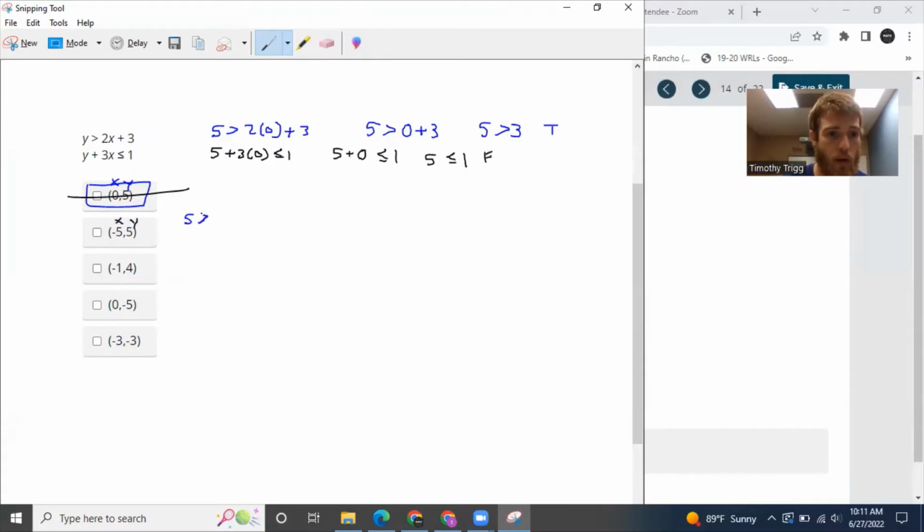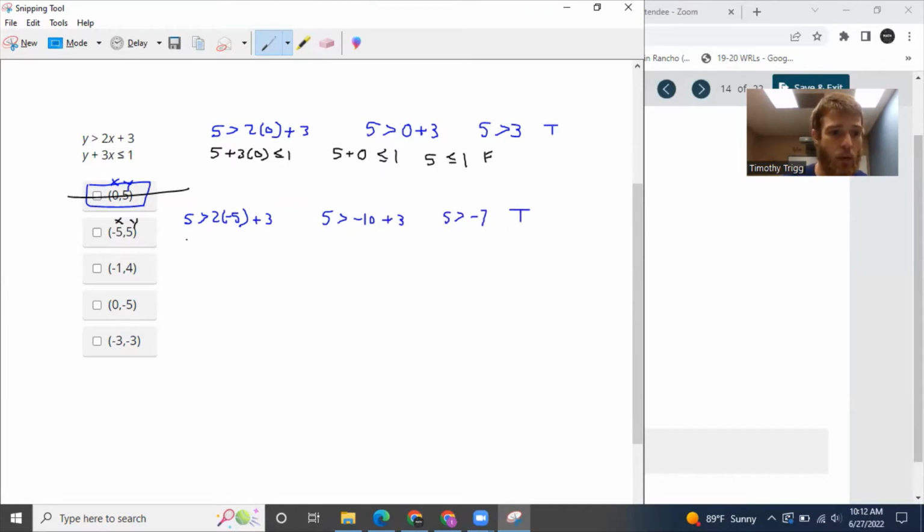So I'm going to go ahead and start with the first inequality, 5 is greater than 2 times negative 5 plus 3. And I can already see this is a true statement. 5 is greater than negative 10 plus 3. So 5 is greater than negative 7. Yes, that's true, isn't it?